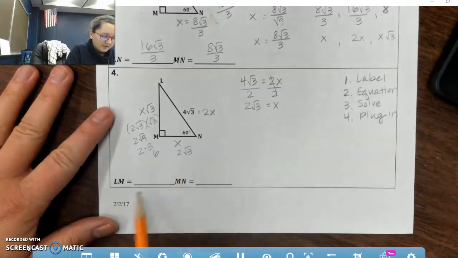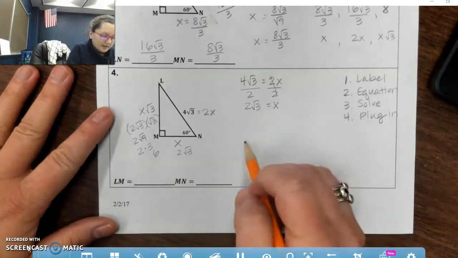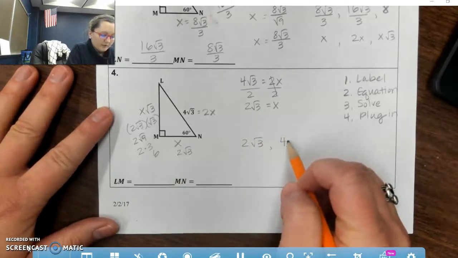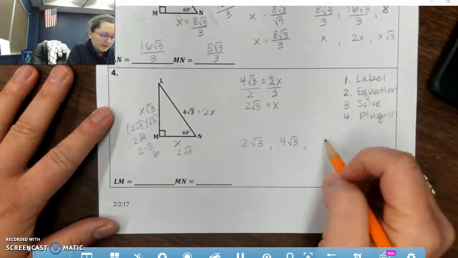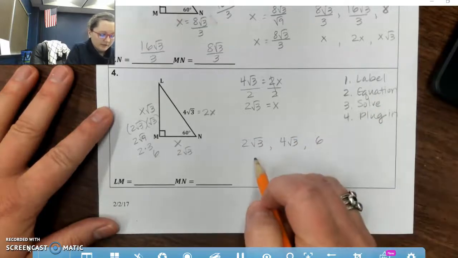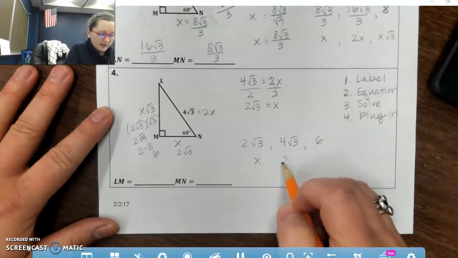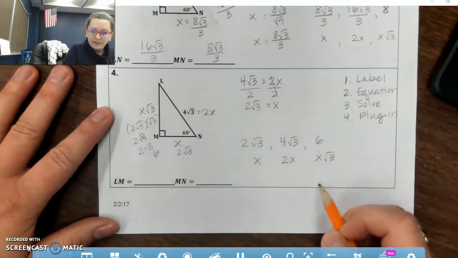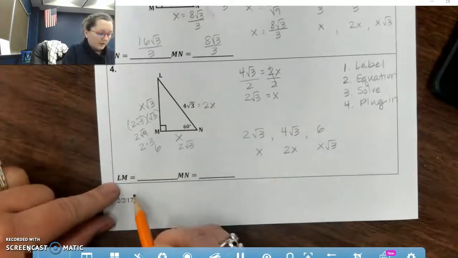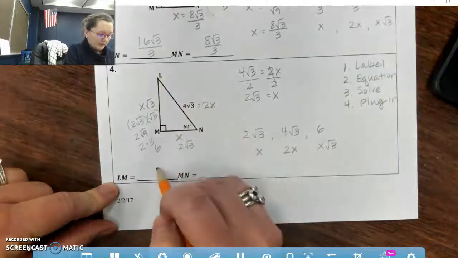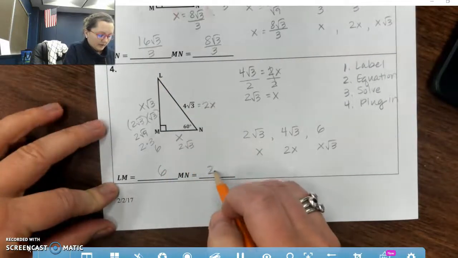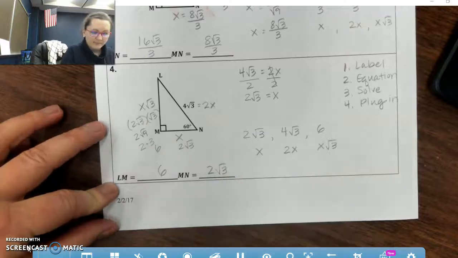All right. So our side lengths are 2 root 3. Then we had 4 root 3. Are you seeing the pattern? It kind of helps see the pattern if I write it next to each other. So this is x, this is 2x, and this is x root 3. You can kind of see how it goes, right? So LM here is 6. MN here is 2 root 3.